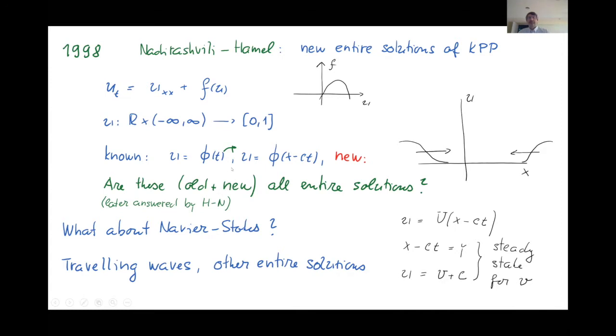And when Nikolai was here in Minneapolis, we were asking, are these all solutions? At the time, it looked like a plausible question. Are the solutions constructed by Nikolai and François Hamel, consisting of these glued traveling waves from both sides, all solutions? We didn't know at the time, and later it was solved by Nikolai and François Hamel. But it was a good question to consider, and we also asked about Navier-Stokes. What happens in this context for Navier-Stokes solutions? Can we do traveling waves or other entire solutions for the Navier-Stokes equation?